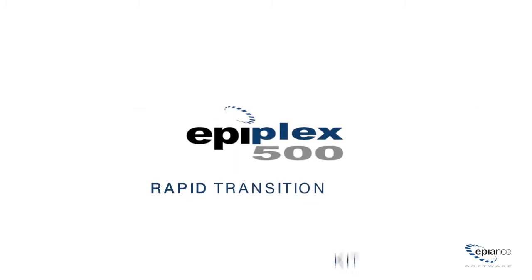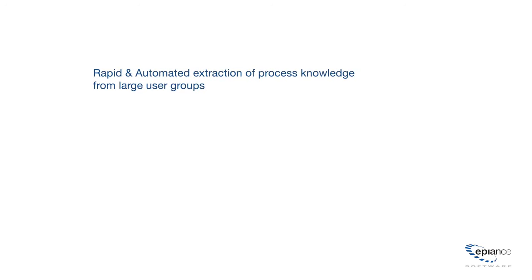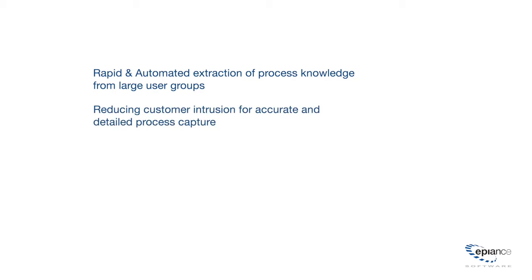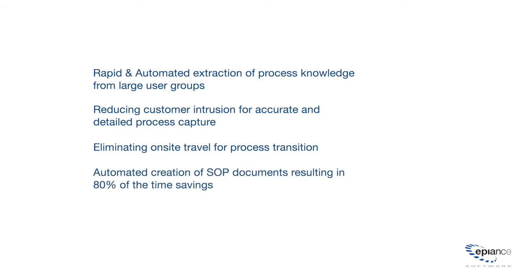Epiplex 500 Rapid Transition Kit helps organizations with rapid and automated extraction of process knowledge from large user groups, reducing customer intrusion for accurate and detailed process capture, eliminating on-site travel for process transition, automated creation of SOP documents resulting in 80% time savings and reducing overall process transition time by 60 to 70%.